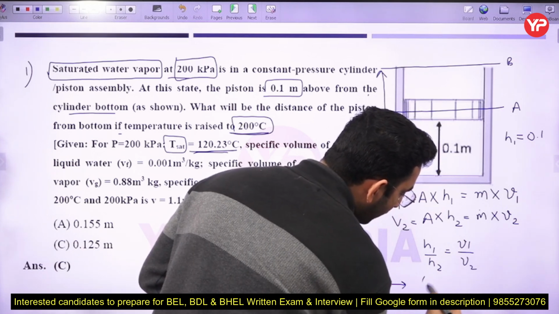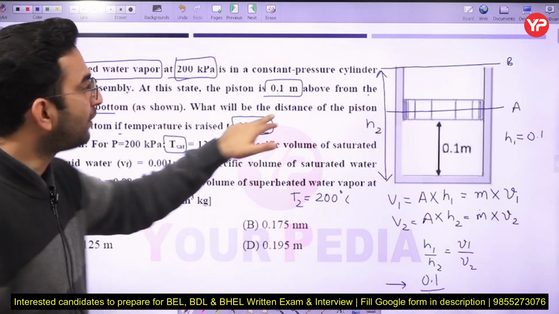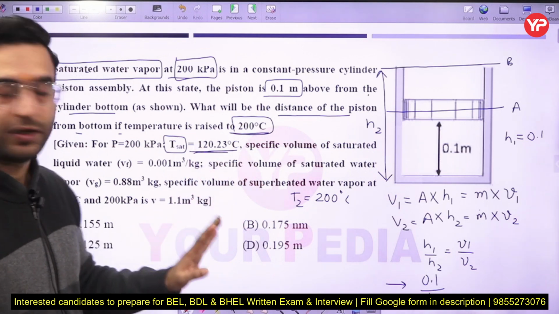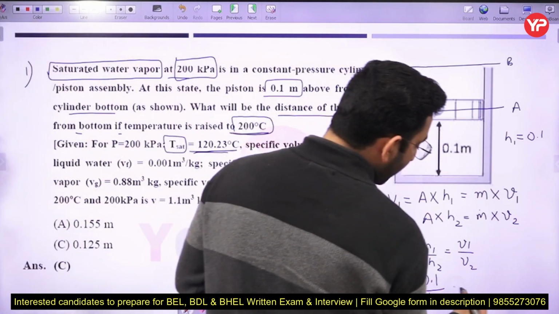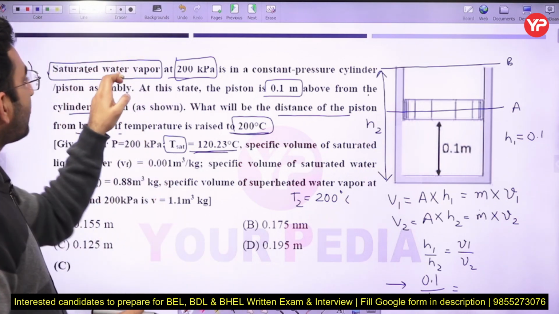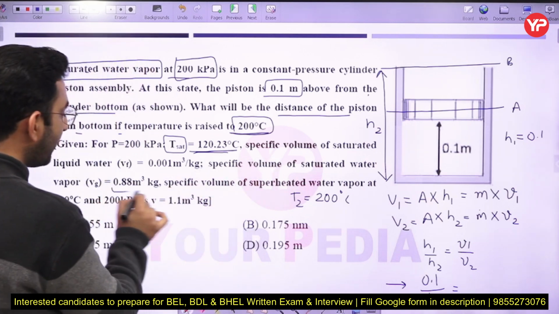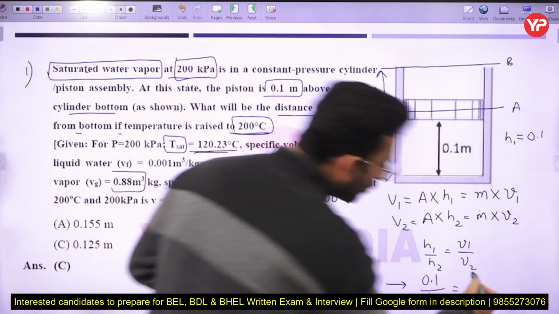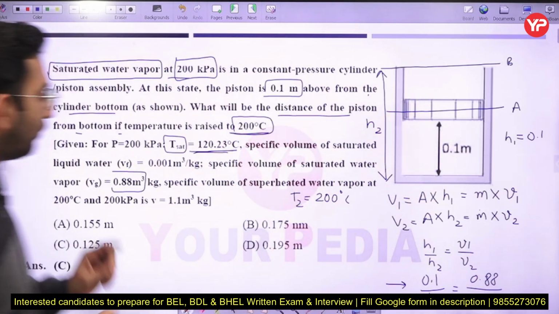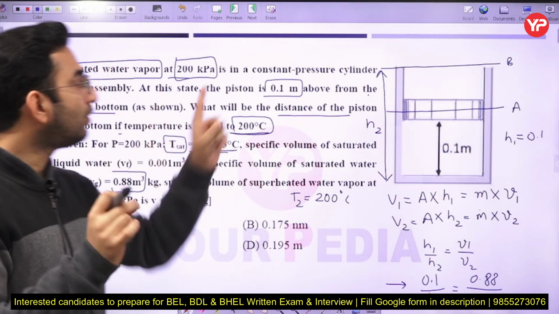What is the value of h1 here? The value of h1 is given as 0.1. The value of h2, the distance of the piston from the bottom, you have to calculate, and this is going to be equal to v1. Initially the water vapor is in the saturated vapor state, so the specific volume initially is 0.88 meter cube per kg. We can directly put 0.88 and the value of v2. At the final condition, the temperature is 200 degrees Celsius corresponding to 200 kilopascal.